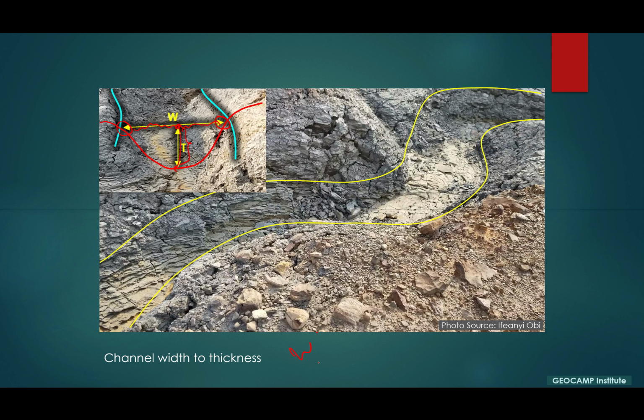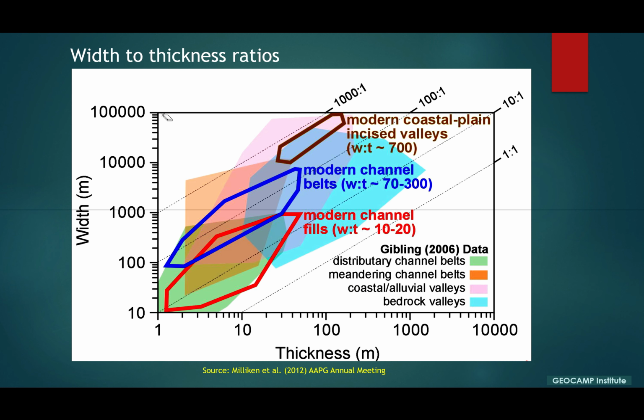Now the width to thickness ratio is very key, because it is what is used to classify the channel as weakly confined, confined, or distributary. This width to thickness ratio is taken from a number of modern analogs and modern channel fields and channel belts.